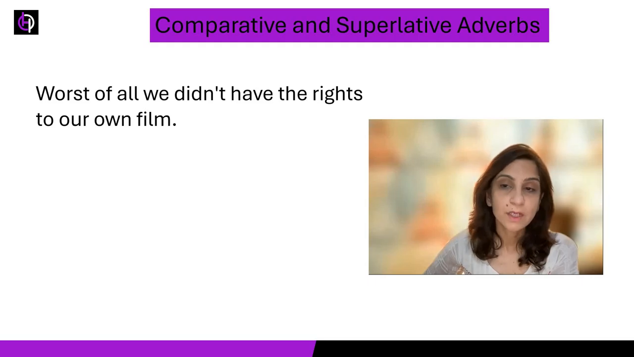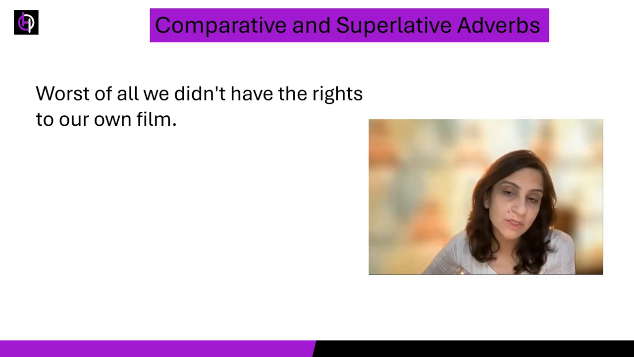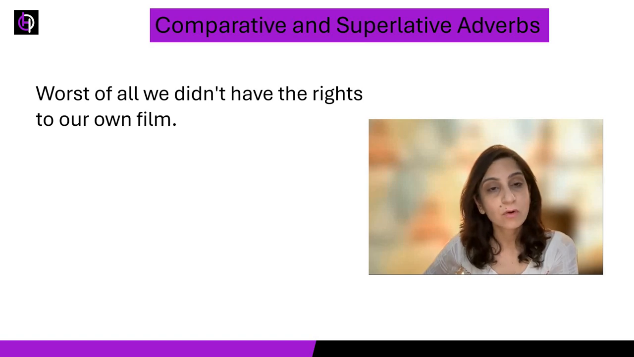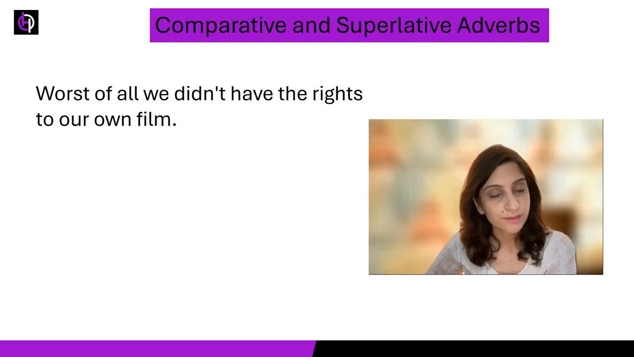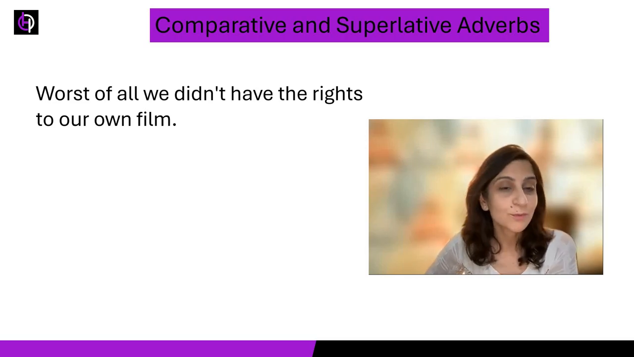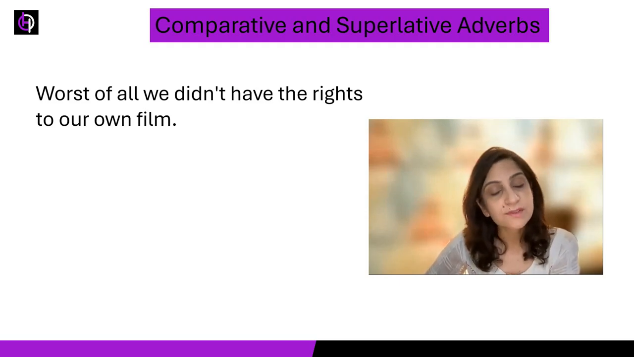Worst of all, we didn't have the rights to our own films. This is a strange sentence wherein this person is talking about an extreme situation, worst of all. Worst in itself is the superlative form of the adjective bad. Bad, worse, worst. The comparative and superlative forms of bad can be used as adverbs also. Over here we are using this word worst to express our superlative form.